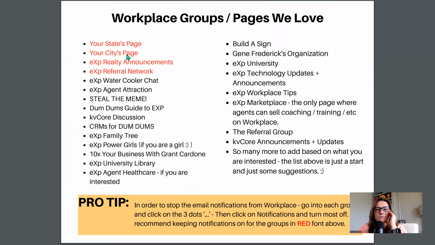The ones in red, when you like your state page, so let's say it's the Ohio page or the Kentucky page or the Missouri page, you're going to want to go in there and turn the notifications on for that page because those are important announcements. Same with your city's page, same with the eXp Realty announcements, and same with the eXp Referral Network. Go in and turn on those notifications. There's like 3 little dots somewhere on that page. Click on that, and then you can set your notifications. I like to turn them on for those 4 because I get emails about that. Then everything else I turn off. I do not want emails on everything else.